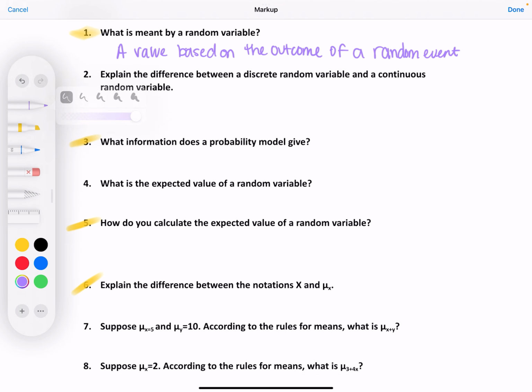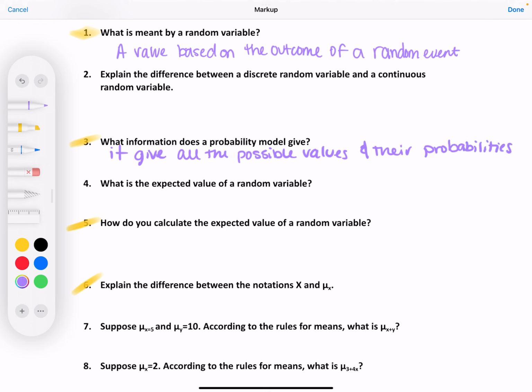All right, so then 3, what information does a probability model give? The probability of something happening. It's part of it. It gives all the possible values and their probabilities of occurring.